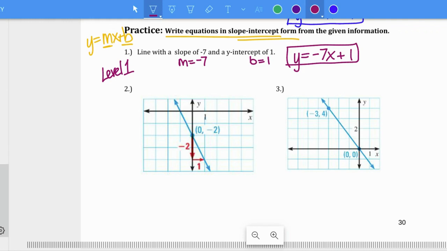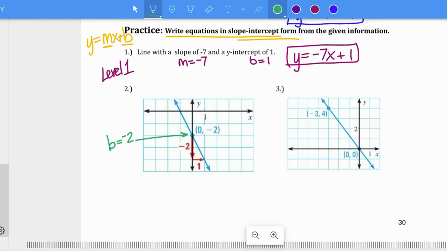Number 2 looks like it's giving me a graph. I can recognize my x and y axes, and it looks like I've got a y-intercept right here, right? So b is at -2. I can identify where the line is crossing the y-axis. That's my b value.